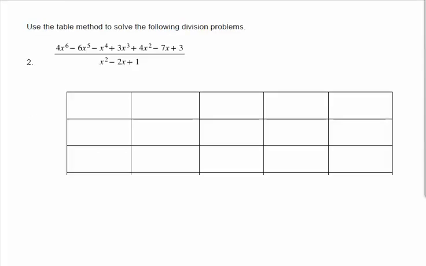Okay, and now this is going to be more like a puzzle. And you don't have to fill in the whole puzzle to do this. The only other possible way to do this would have been long division. And no one wants to do long division.